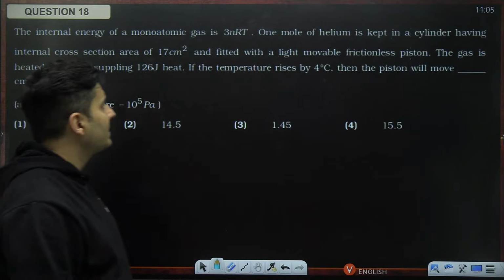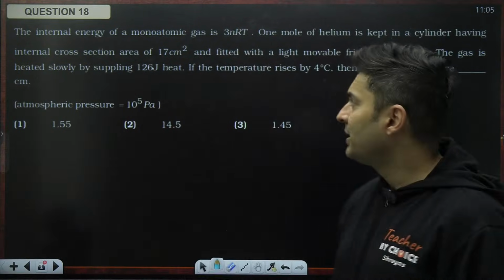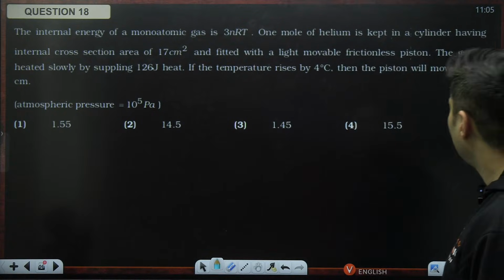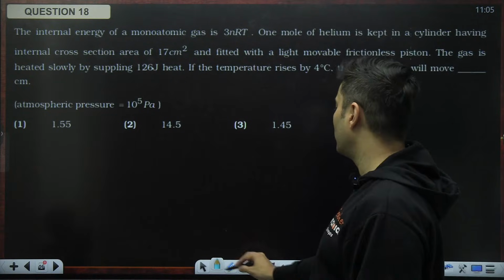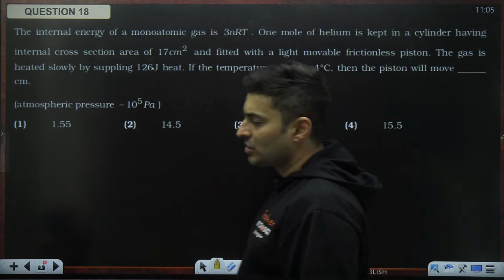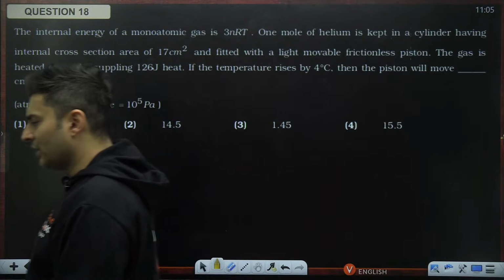The internal energy is given, 1 mole is kept, the cross section is given, the piston is given, the gas is heated, the temperature rise is given, and the piston will move by how much? A pure first law based question, with a little bit of other formulas also.